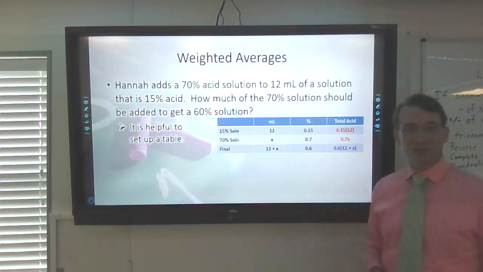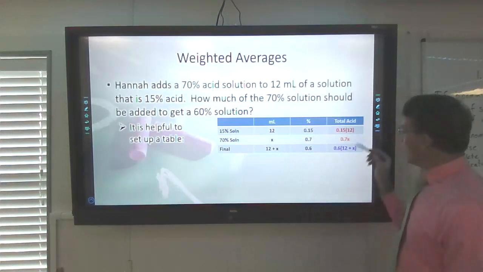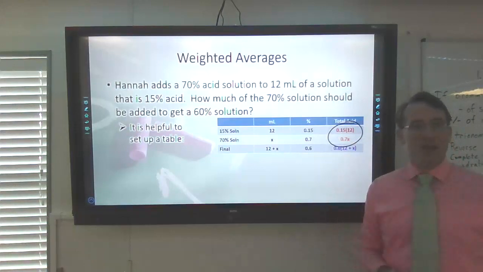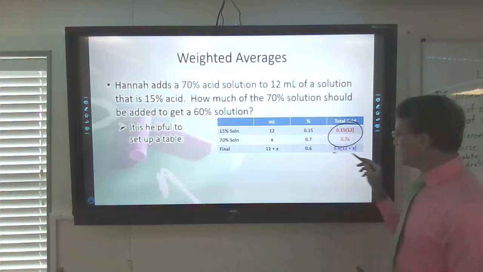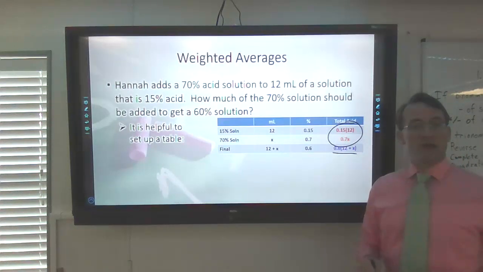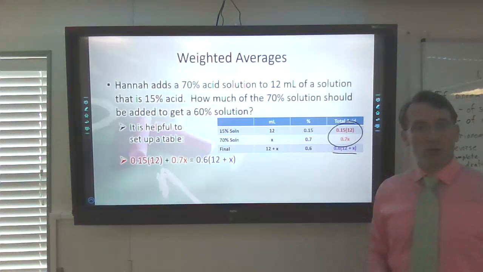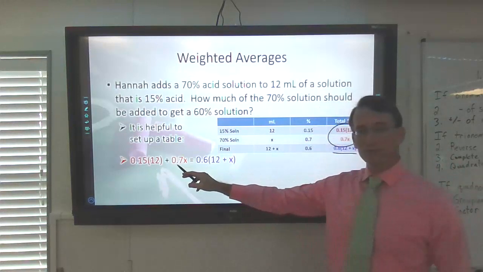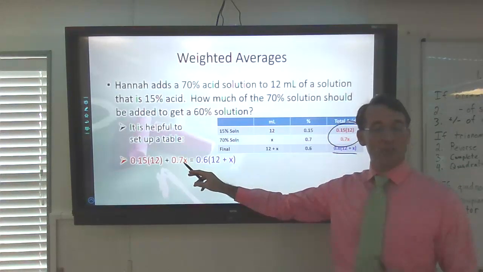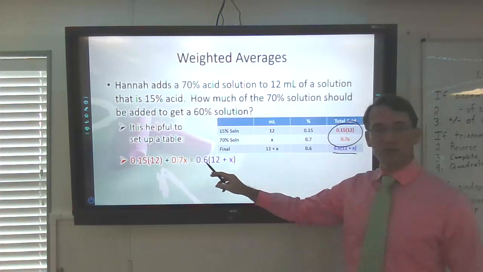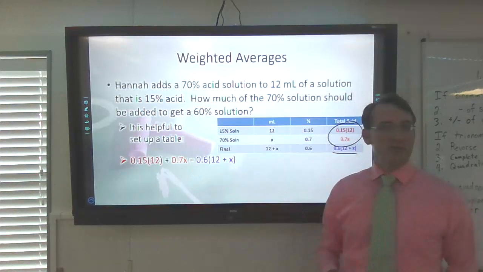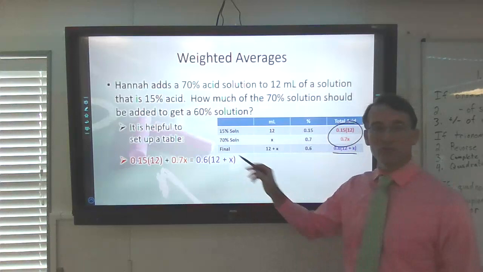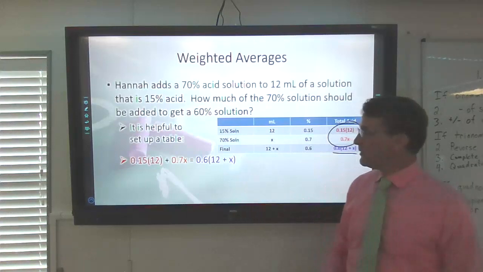Now, what I do know as well is that if I take these two numbers here and I add them together, I should get this number right here. And so that is where I'm going to create my equation. So I have the 15% of the 12 milliliters plus the 70% of my unknown amount of milliliters that I'm adding to it should give me 60% of the total amount of milliliters that I have, which is going to be the 12 milliliters plus whatever I added to it.